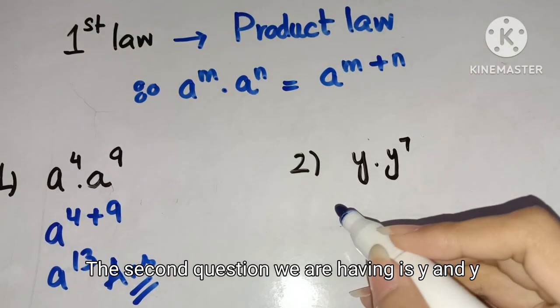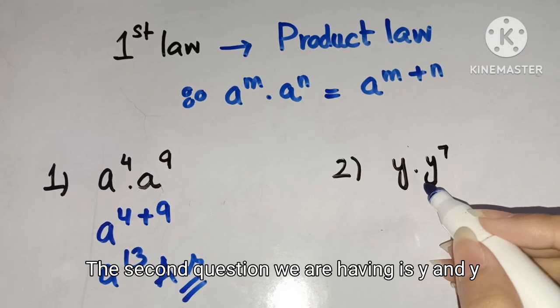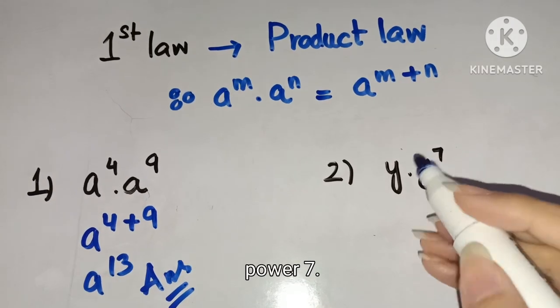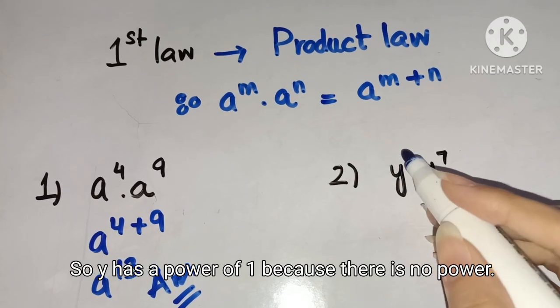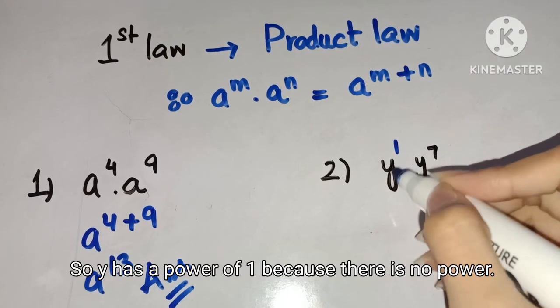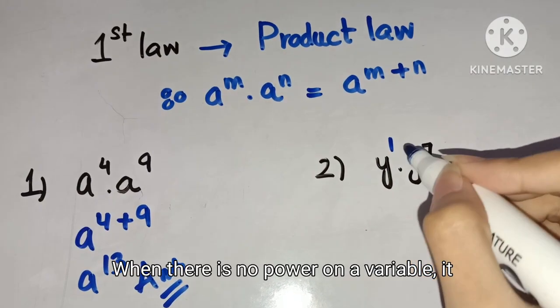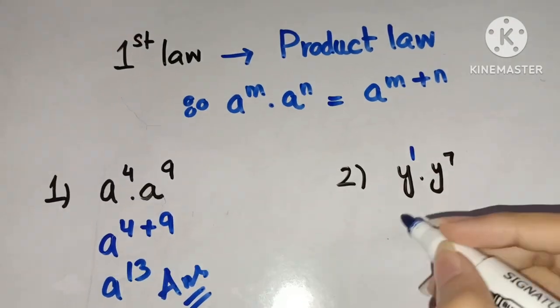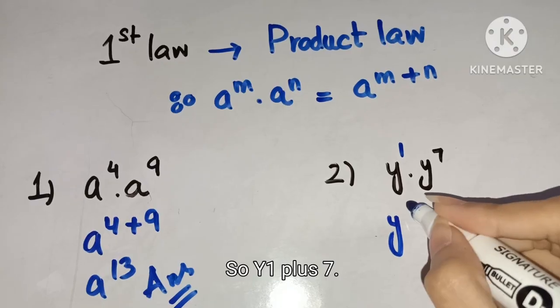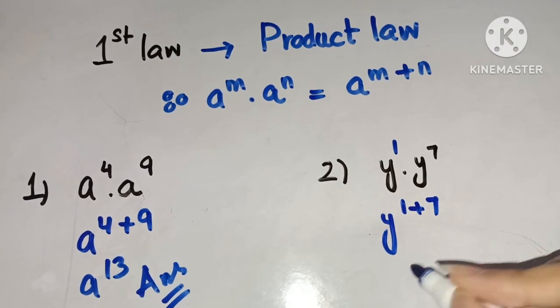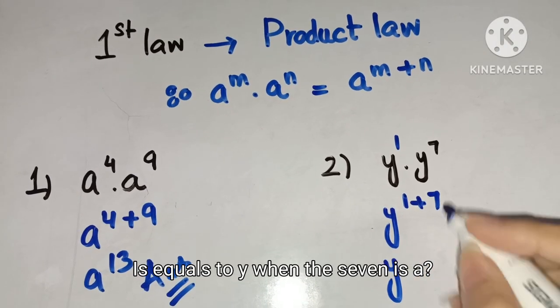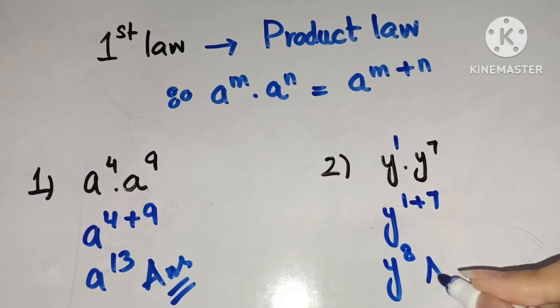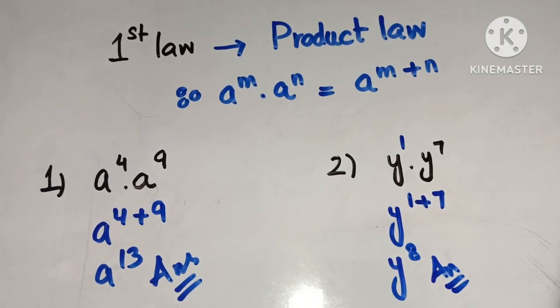The second question we are having is y and y power 7. So y has a power of 1 because there is no power. When there is no power on a variable, it simply means that there is a power of 1. So y power 1 plus 7 is y power 8. This is the answer of this question.